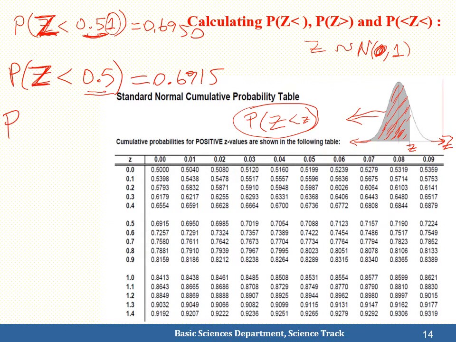What's the probability that z is this? Okay, let's do another one here. Z is less than, let's say, 0. So what is this equal to? Now with 0, you can write 0 as 0.00. In this case, the first part will be 0.0 and the second part will be 0.0. So you see it's 0.5.